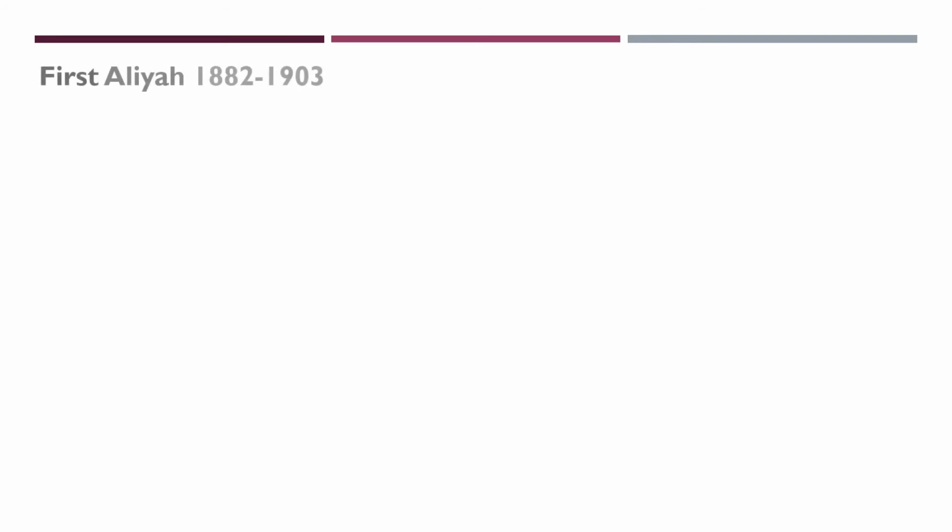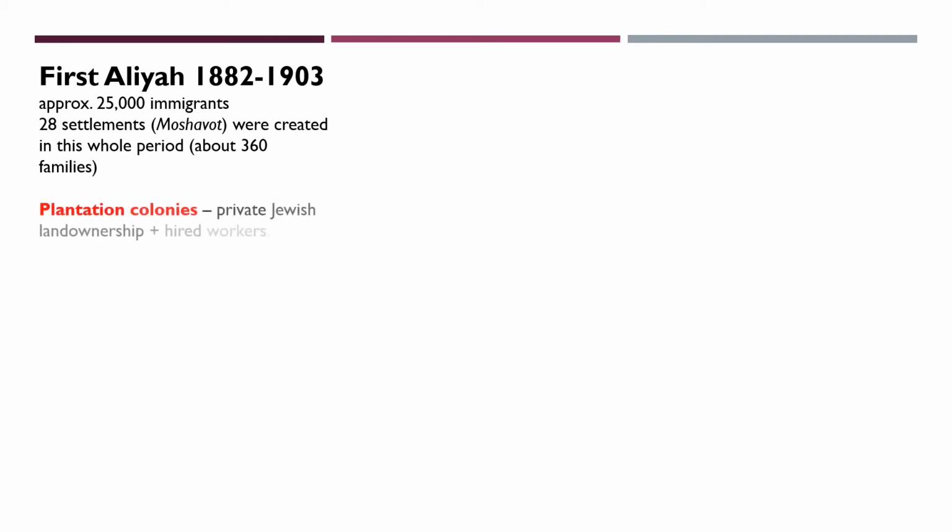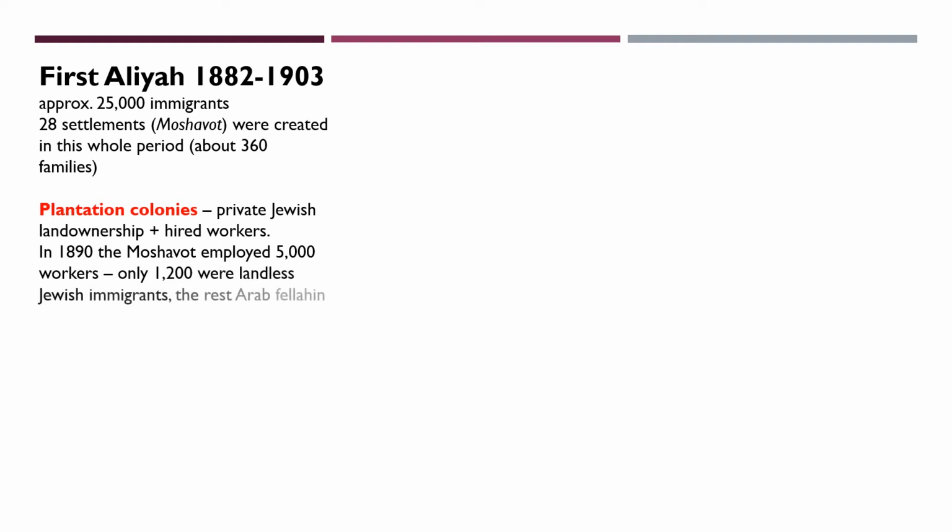Let us focus on the first Aliyah, the first wave of immigration. The approximate numbers that we have is that during these years, around 25,000, perhaps a bit more, of Jewish immigrants from Eastern Europe came into Palestine. During this period, 28 settlements were established. These settlements were called Moshava, singular, Moshavot, plural, which basically means form of settlement. About 360 families were granted tracts of land from these 28 settlements.